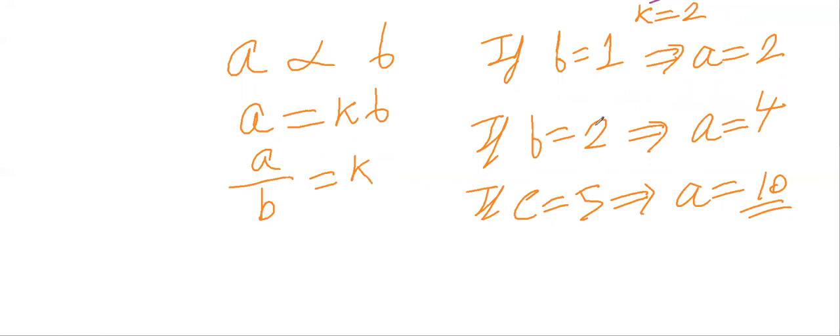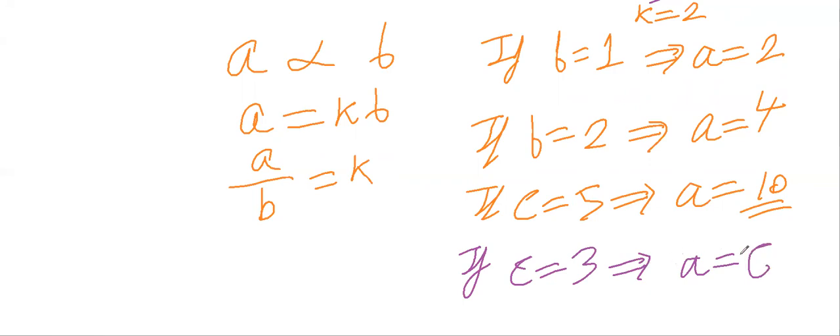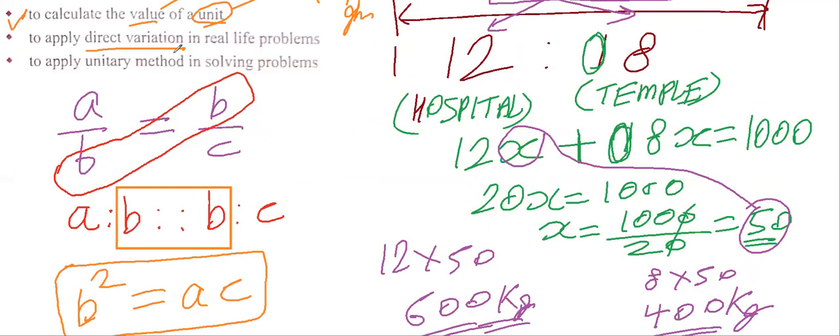If the quantity is decreased, for example, here C is equal to 5, I am making C equal to 3, then what will be the value of A? It will be 3 into 2, which is 6. Now here the quantity is decreasing from 5 to 3, so the other quantity, A, is also decreasing from 10 to 6. So that's the meaning of direct variation.